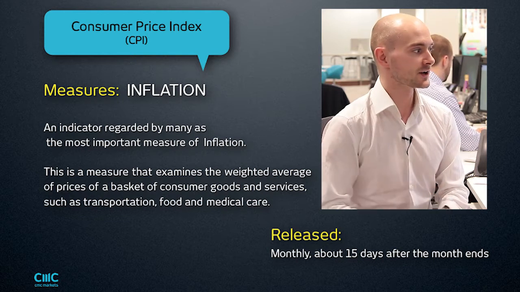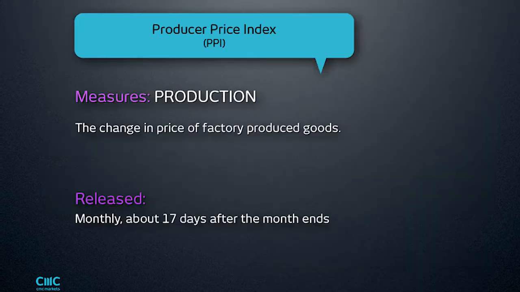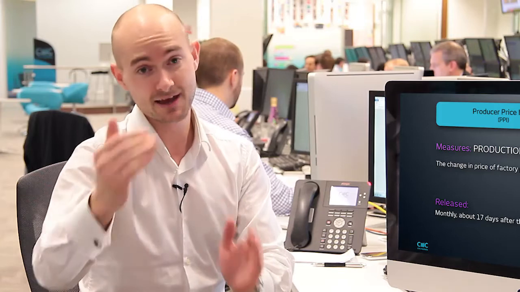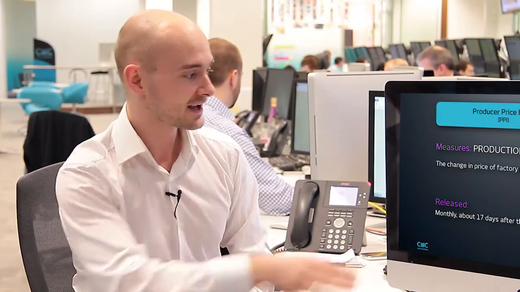The next one to cover is called the Producer Price Index, or the PPI. What does it measure? Quite simply, production. It measures the change in the price of factory-produced goods. Now, why is this important? If it costs more money for the producers to produce, who do you think the extra cost gets passed on to? It gets passed on to the consumer. So if prices are increasing, once again, it's a good measure of inflation. If production costs are going down, it's telling you that inflation is dropping as well. In America, once again, a monthly figure comes out about 17 days after the month end, so it usually tends to come out a little bit after the CPI data.